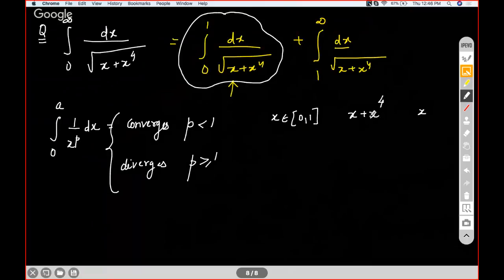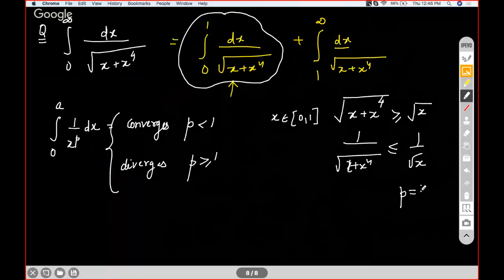X. Still this will be greater, right? Because you're adding some more. So whose root will be greater? Of course, the root of the greater will be greater than the root of this. But when you reciprocate this, what will happen? Exactly. 1 upon root x will be greater. And that 1 upon root x means p is equal to half.